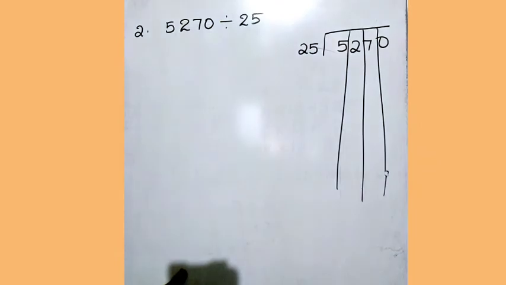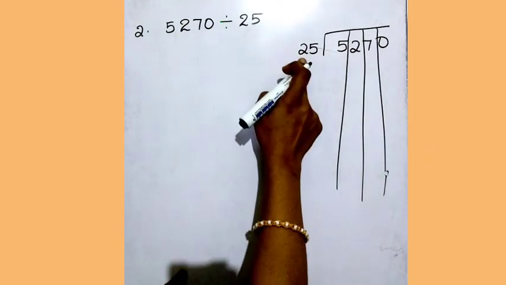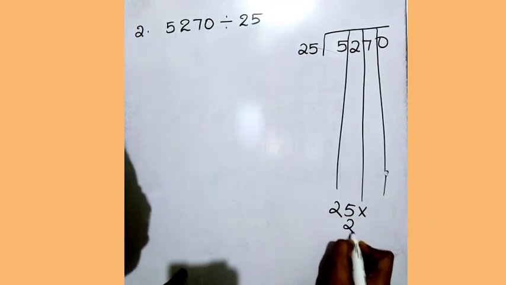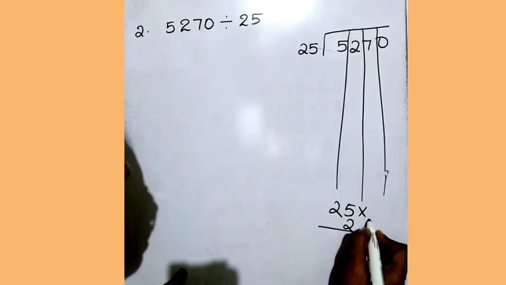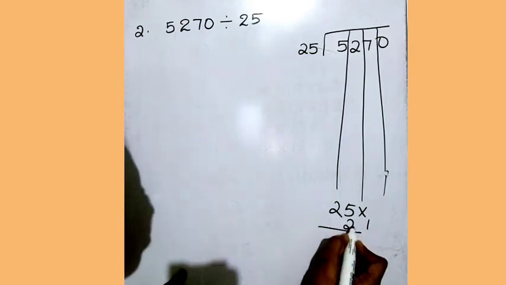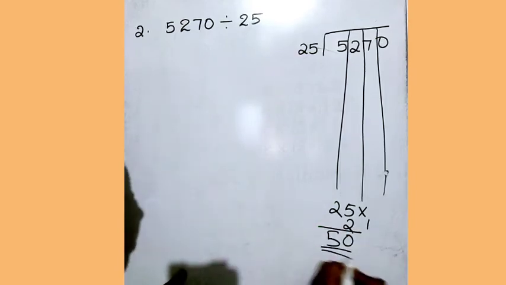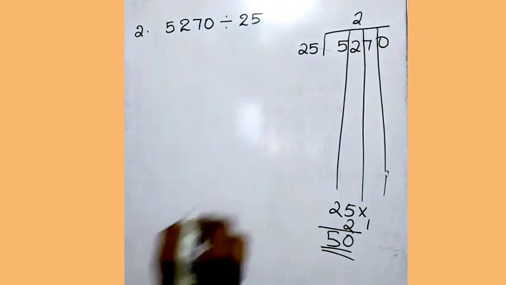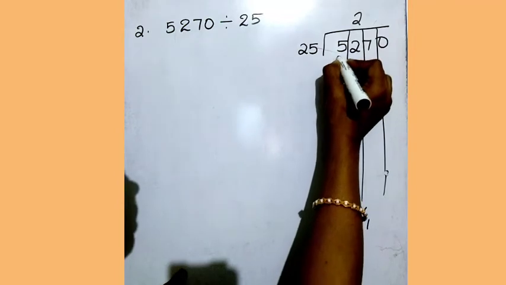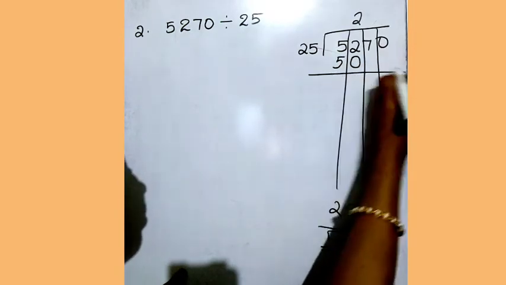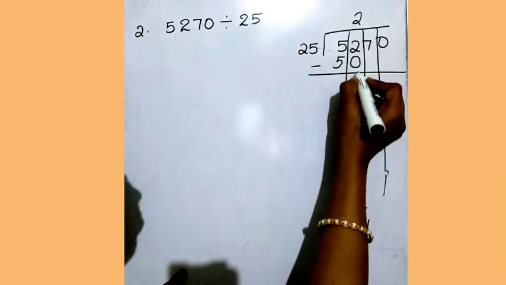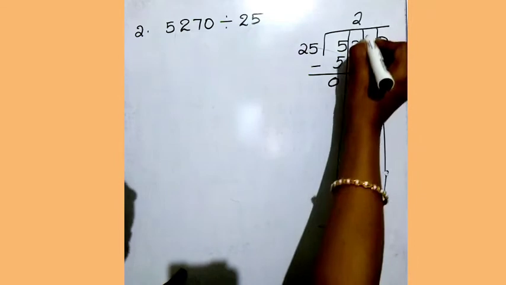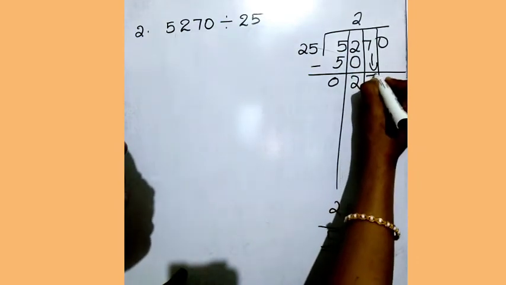How many times is 25 in 52? We know that 1 25 is 25. We can calculate 2 into 25: 5 into 2, 10, balance 1, 2 into 2, 4, 4 plus 1, 50. So I can take 2 25s out of 52. I write 50 here. Draw a line. Subtract. 2 minus 0, 2. 5 minus 5, 0. Then bringing down 7 to this place.